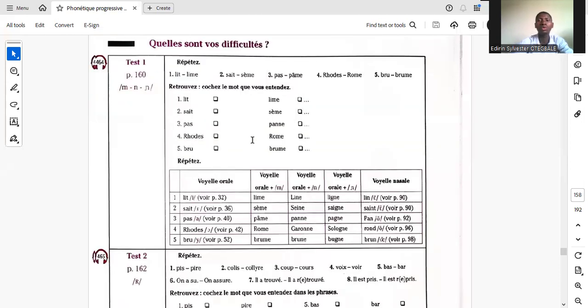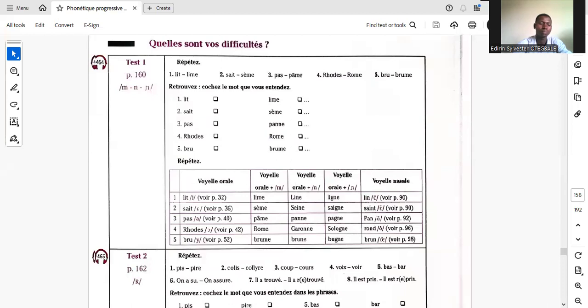Now, we want to look at each of them. We want to listen to the recording, and we're going to take care of this exercise. We're looking at test 1, test 2, and test 3. So I'm going to play the recording now, and then we're going to come back and answer the question. So just listen to it very well as I play it right away.